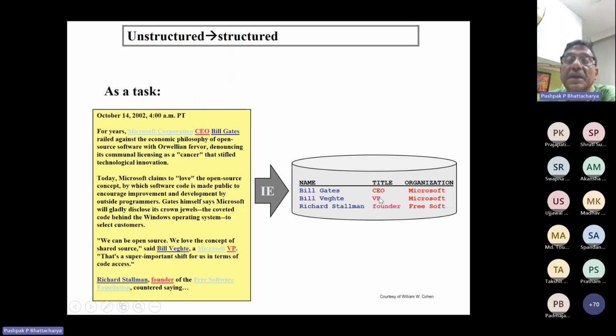Title or relation is CEO: Bill Gates, CEO of Microsoft. Bill Vecte, VP of Microsoft. Richard Stallman, founder of Freesoft. So CEO, VP, founder, these are relations. Of course, one can club all of them together and say some kind of head of. So Bill Gates, head of Microsoft, Bill Vecte, head of Microsoft, Richard Stallman, head of Free Software. So filling out this kind of table is an example of converting unstructured data to structured data. And each row, which is entity one, relation, entity two, is called a tuple. It is also called a knowledge tuple or knowledge nugget.